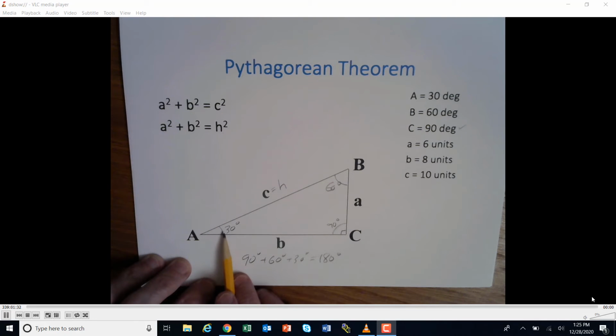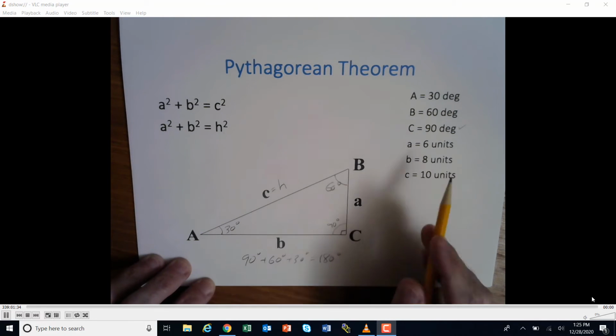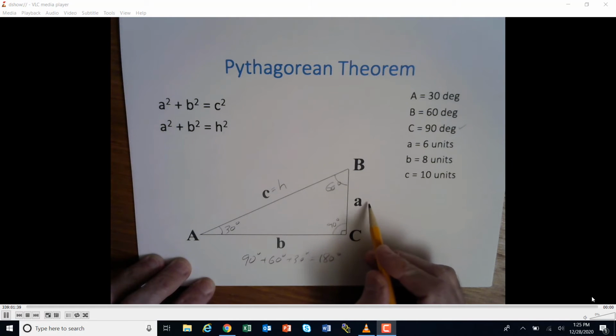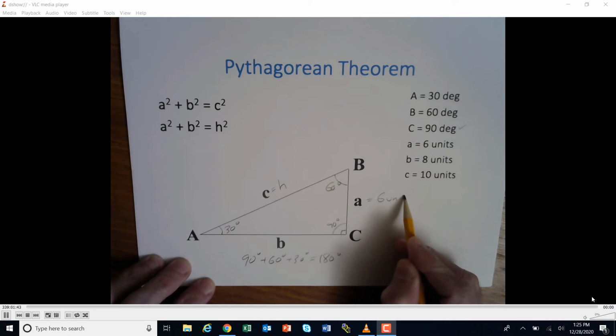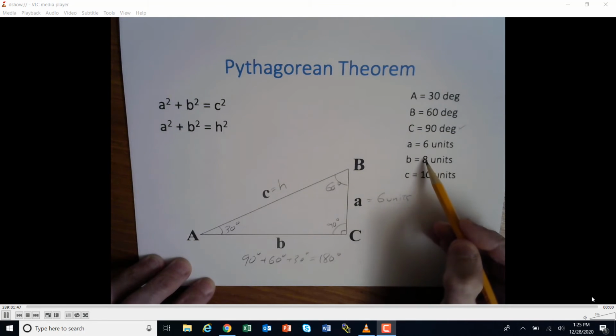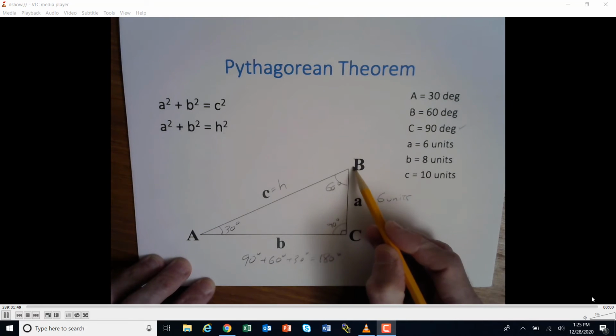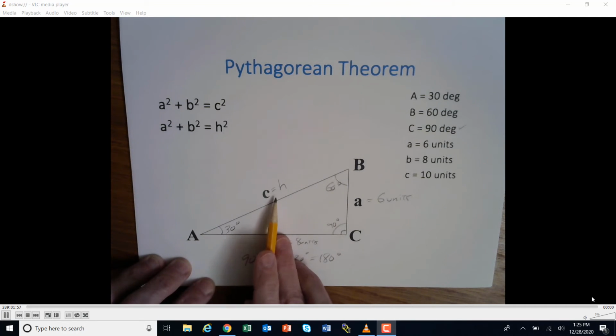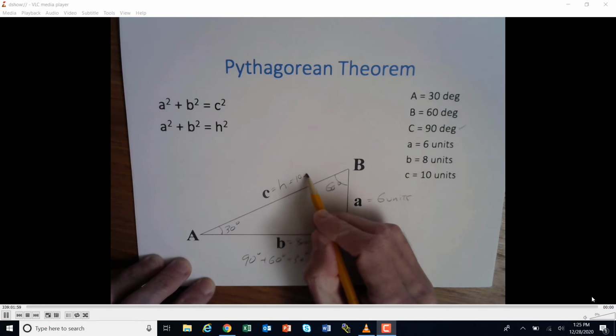So if we take a look at A right here, we have side A, which is the opposite here, designated by small a. This is equal to 6 units, all right? And those units could be inches, feet, whatever. And B right here is equal to 8 units. So that's the angle opposite of angle B is side B here. This is 8 units. And then the side C, which is the hypotenuse here, is equal to 10 units.